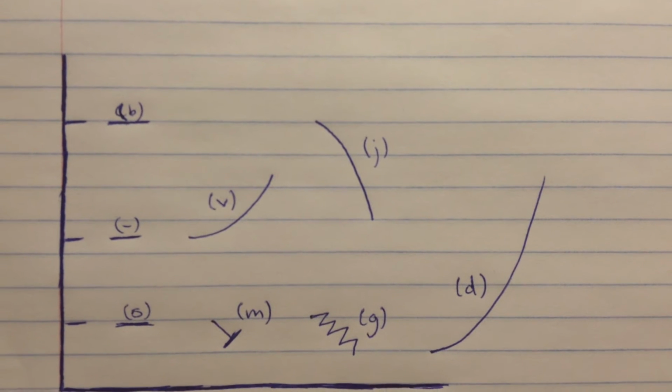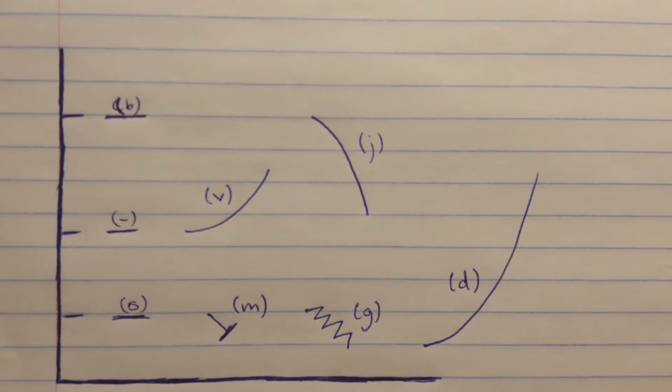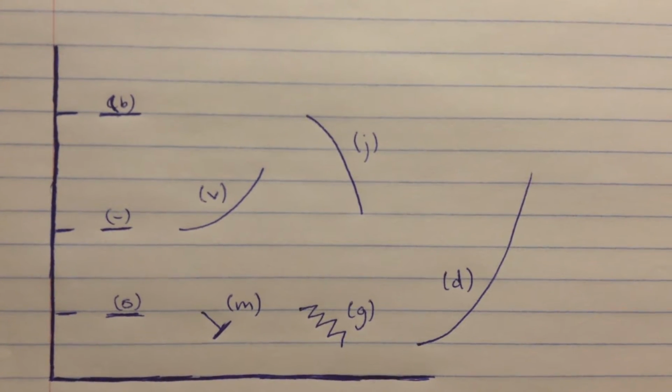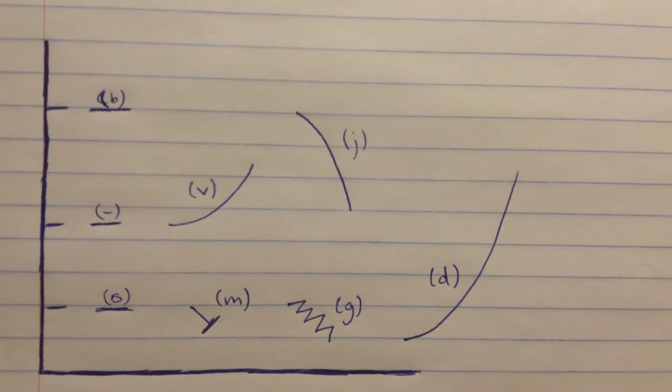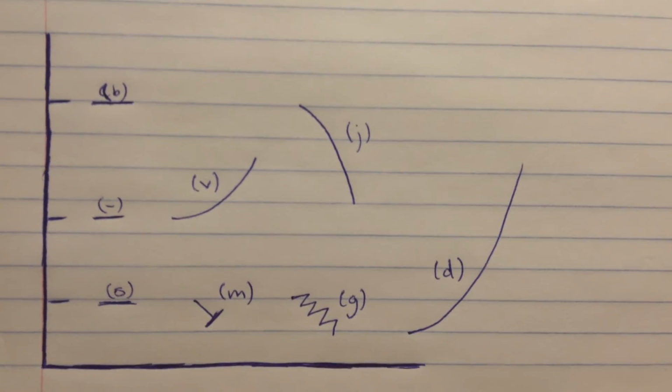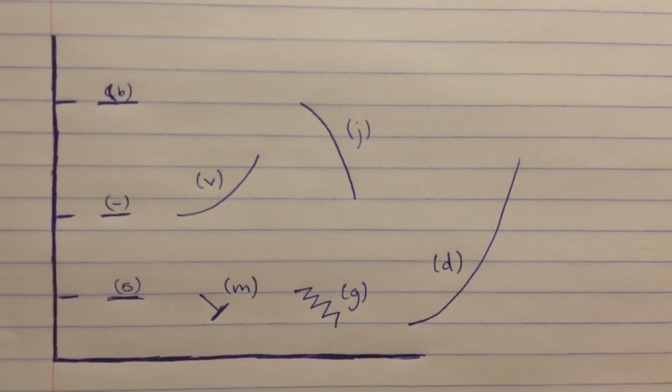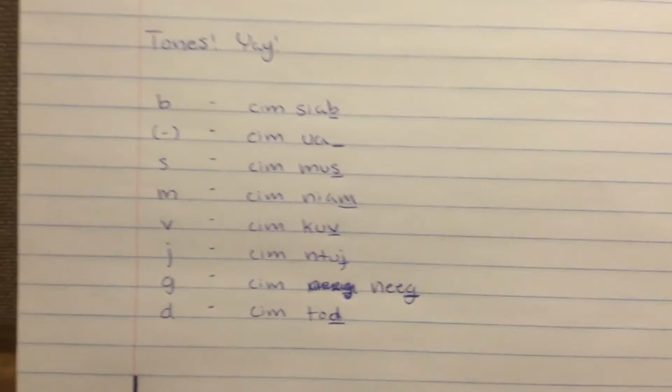All right, so I made a chart. It's in order of high to low. So the highest being the top one, the B right there, and then below it's the no tone, and then the S down there. Those are like your voice range. High, mid, low, right?